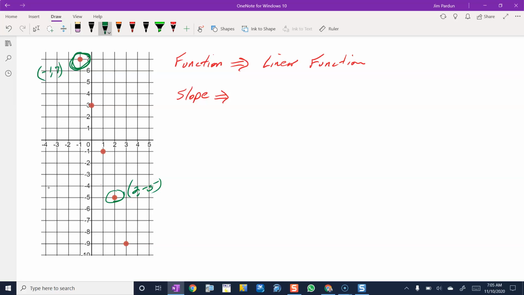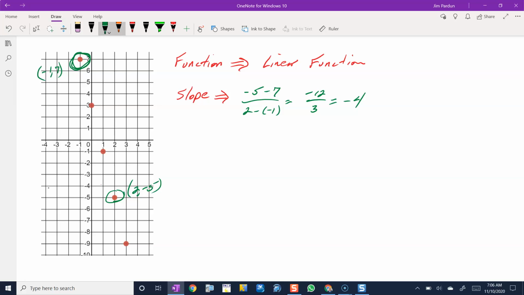So when I calculate the slope, which is the change in y, I'm going to take y2, -5, minus 7, y1, over x2, 2 minus -1. Well, this gives me -12 over 3, which is equal to -4. So I know the slope of the line must be -4.